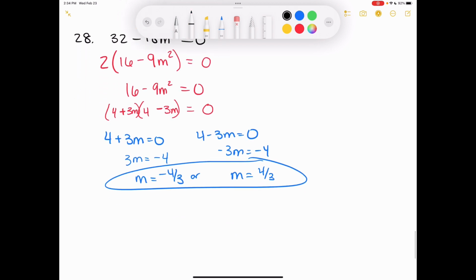Wait, why is 0, 4? Because I subtract the 4 over, solving an equation.